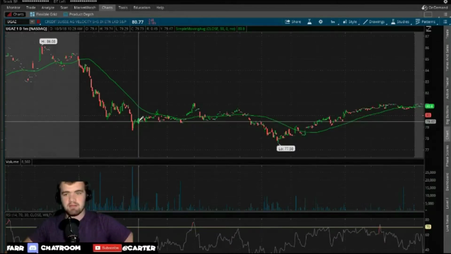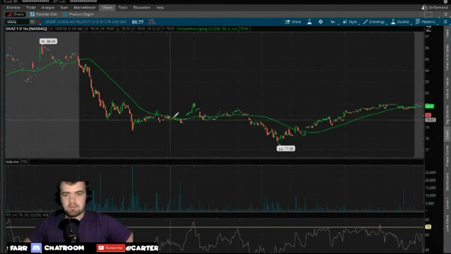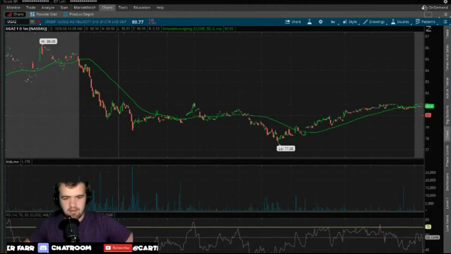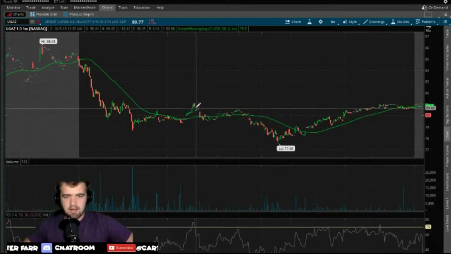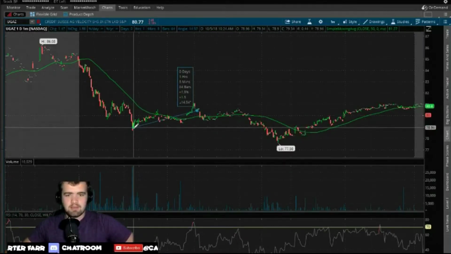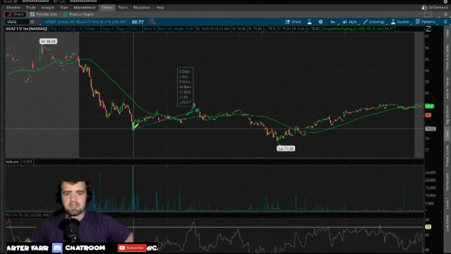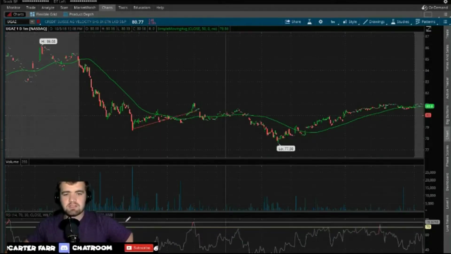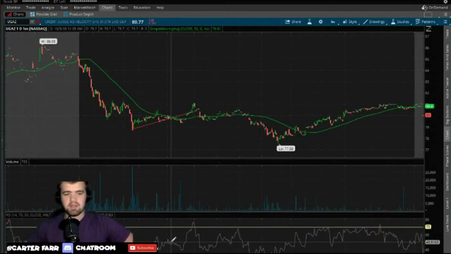So if you bought here, you would have made a couple percentage here. Let's see what it would have been. So it popped back up. You sold on the first pullback. That would have been around 2%, which is fairly decent for a day trade. But you can use this RSI line for any time period. It just gives a good overall strength of the stock.